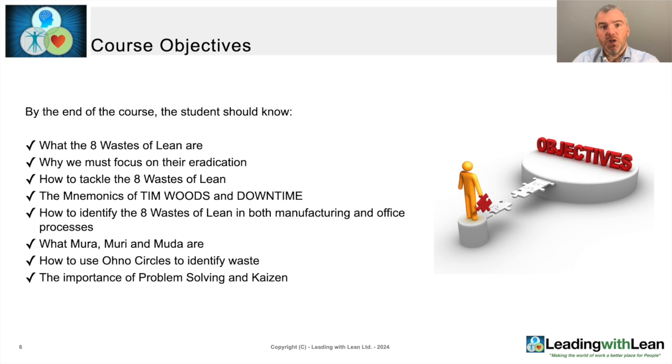How to identify the 8 Ways of Lean in both manufacturing and office processes. Lean is not just about processes in a manufacturing environment, it's about a business or organisation's processes, wherever those processes might be in that organisation.